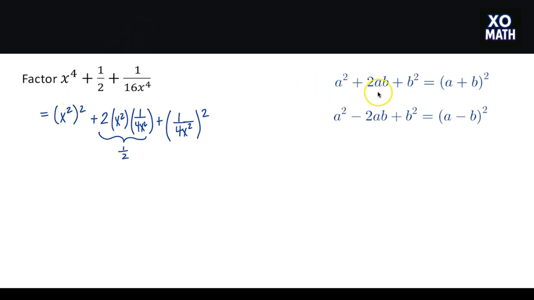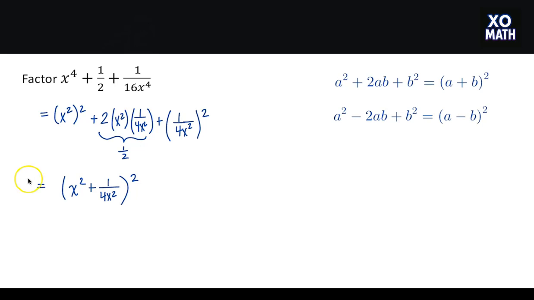So this does have the form of a perfect square trinomial, and so we know that it's going to factor to the quantity a plus b, the quantity x squared plus 1 over 4x squared, all in parentheses, squared.